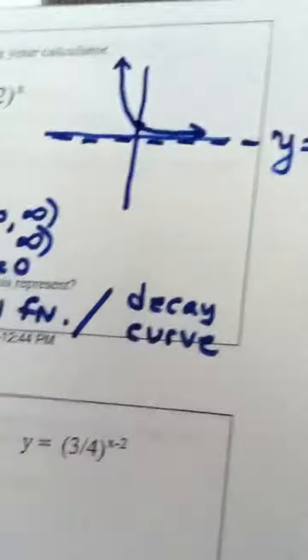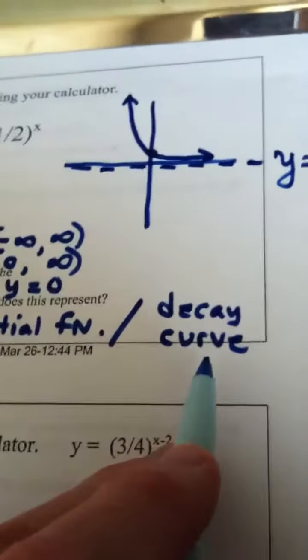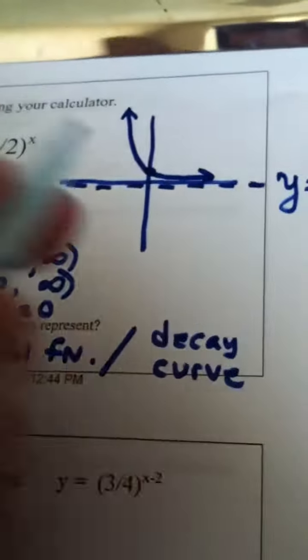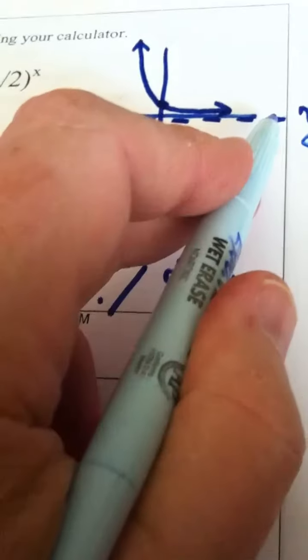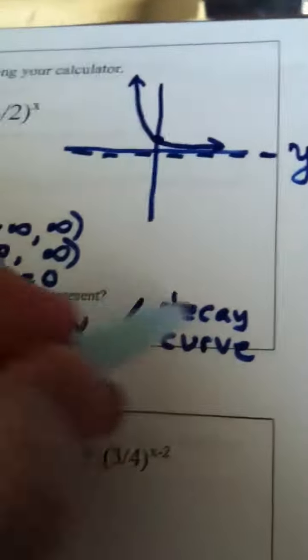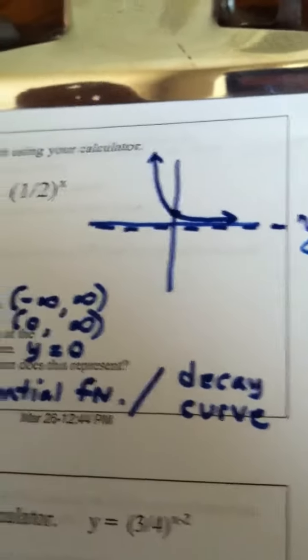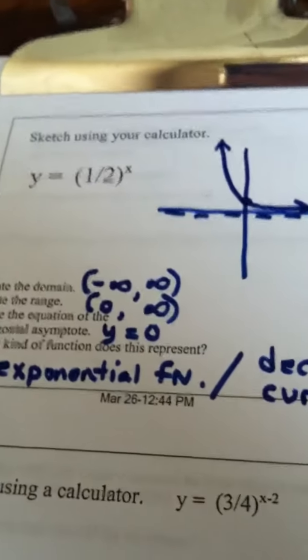And the reason we call it a decay curve, even though in the past I've called some of them growth curves, is that as time gets bigger, pretend you were measuring time and let's say the amount of bacteria you had in a culture, it's decreasing. So this is sometimes referred to in real world problems as a decay curve. And we're done.